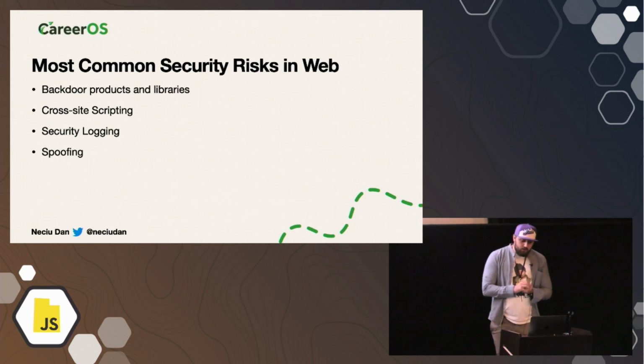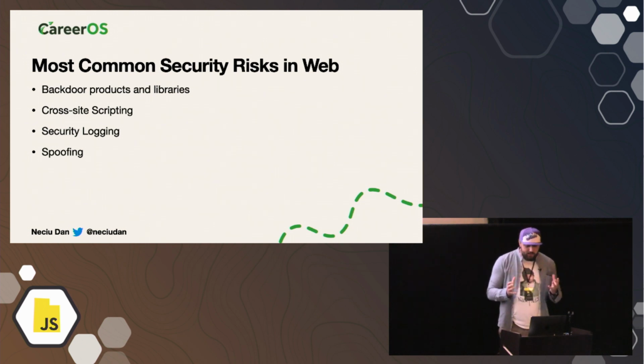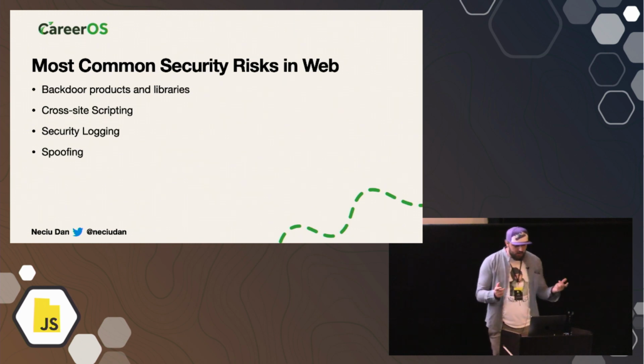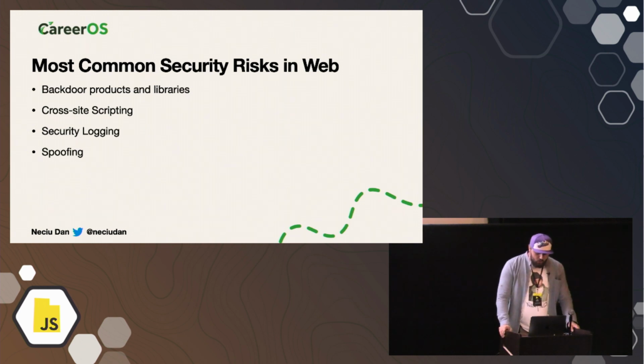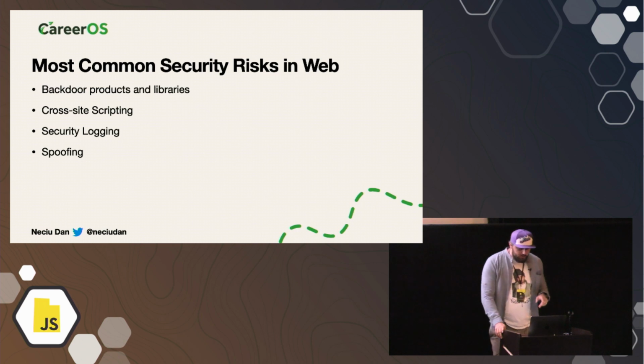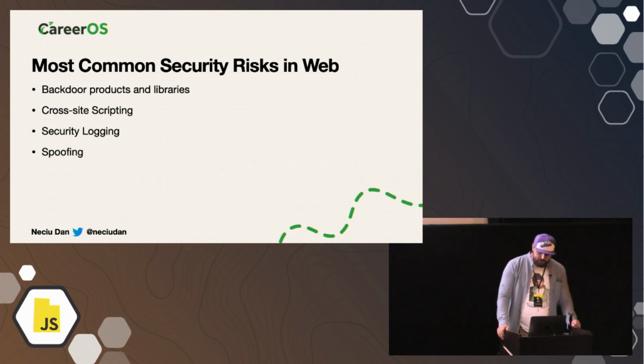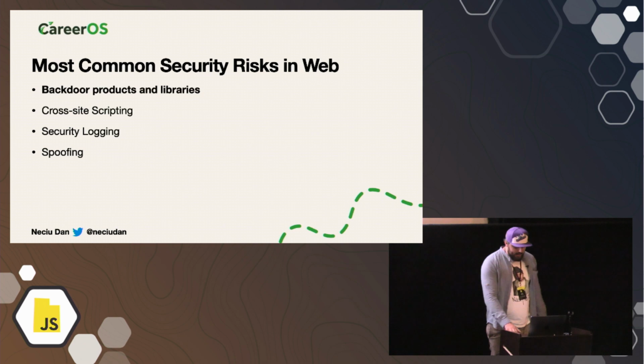But to do threat modeling successfully, everyone in the team must be aware of the most common security risks so you can plan accordingly. Now, today I want to focus on just four, which are backdoor products and libraries, cross-site scripting, security logging, and spoofing. So, backdoor products and libraries.